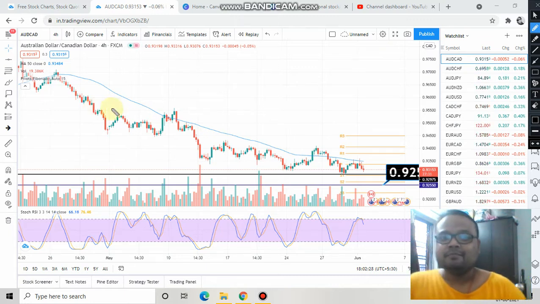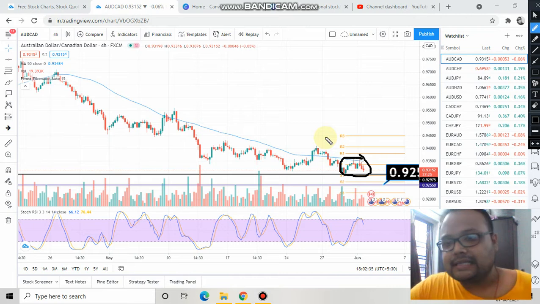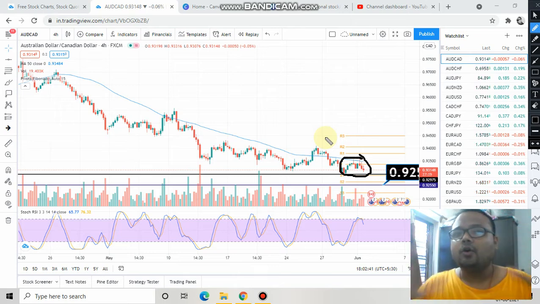But right now, if we look at this particular portion, we can easily see that yes, there is some price rejection from above, but looking at the overall structure of the market, we can easily identify that the market is heavily oversold right now. I'll be showing you.